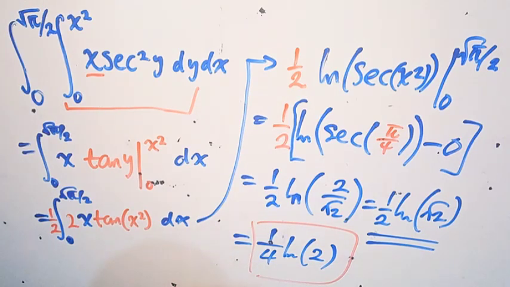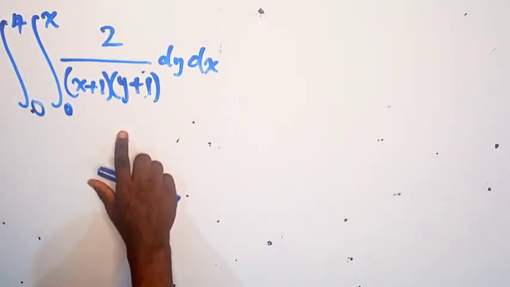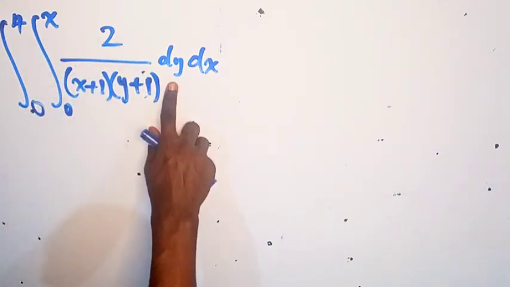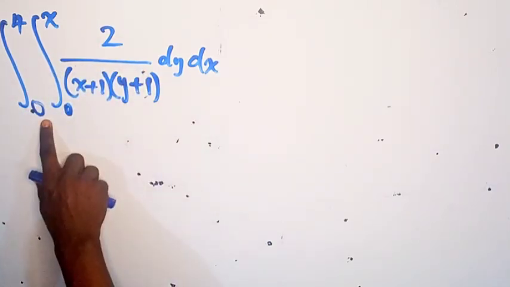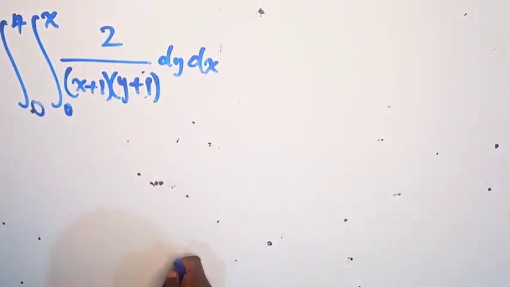Okay, all right, let's clean this and then solve another one real quick. So we are given another one here. We have the integral from 0 to x of this function with respect to y, all right? Then we take the integral from 0 to 4 of the whole of this with respect to x.